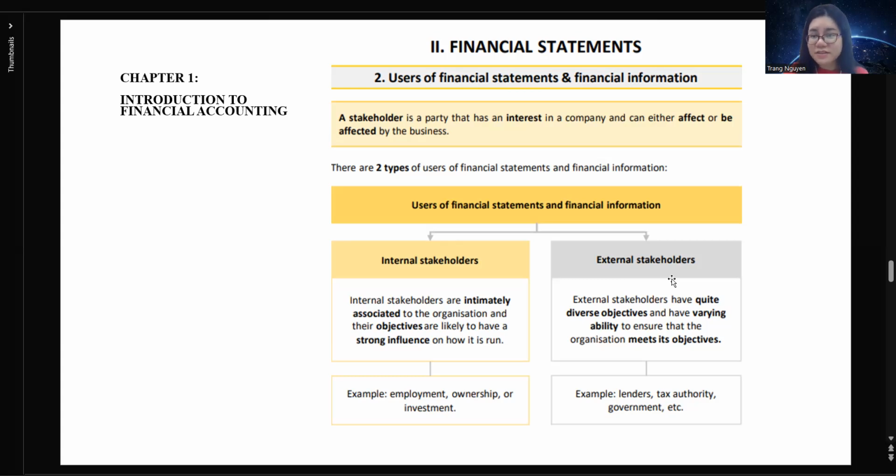So who are internal stakeholders? Internal stakeholders are intimately associated with the organization, and their objectives are likely to have a strong influence on how it is run. For example, employment, ownership, or investment. They are called internal stakeholders. But external stakeholders have quite diverse objectives and have a varying ability to ensure that the organization meets its objectives. For example, they are lenders, tax authorities, and government.